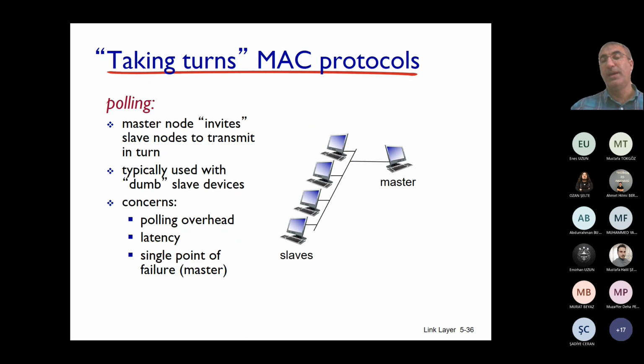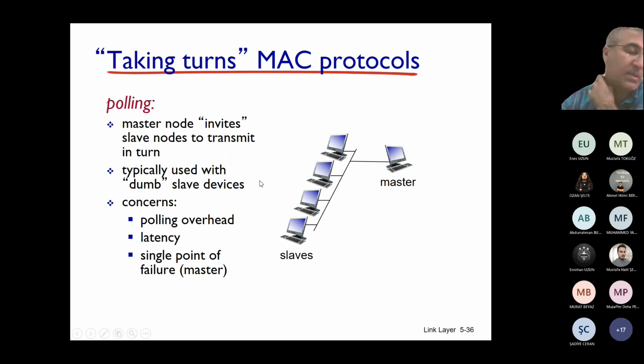We have two methods that we're going to discuss in this approach. The first one is called polling. How polling works: we have a master node and we have slave nodes. The master node is going to invite slave nodes to transmit in turn. It's an arrangement typically used with dumb slave devices.